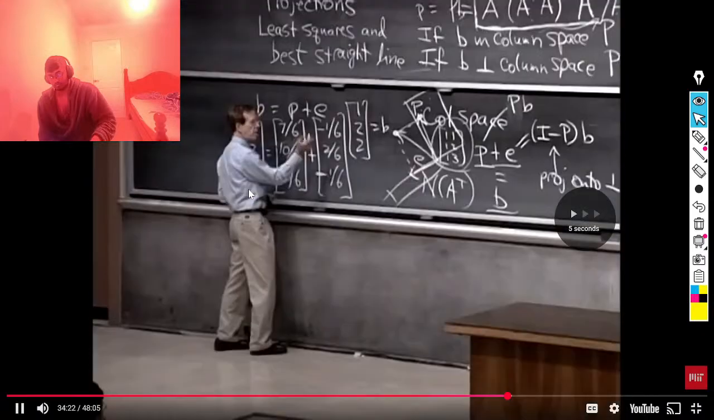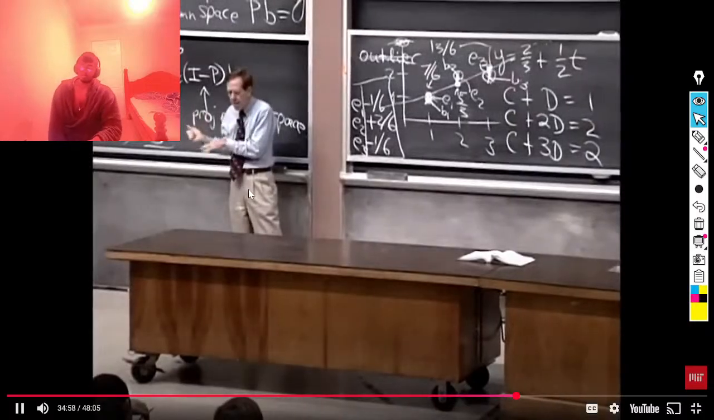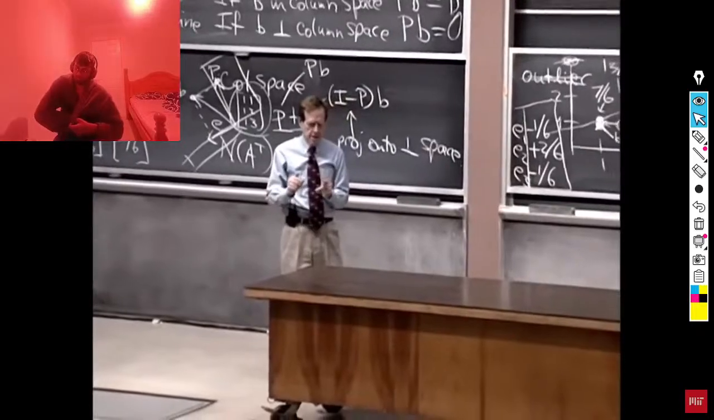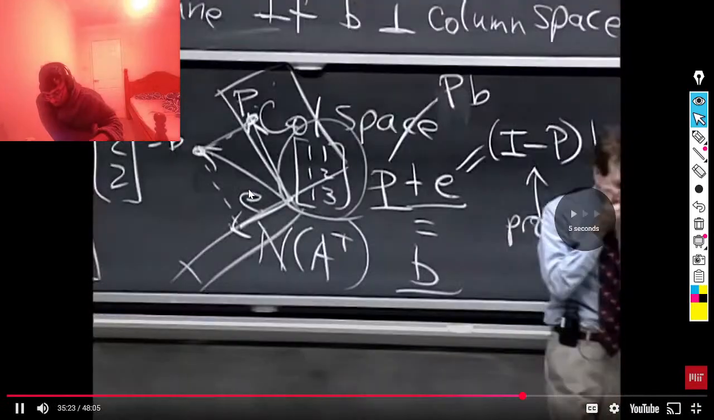If I take the dot product with 1, 2, 3, I get minus 1 plus 4 and so on, and it comes out zero. And the picture here for the best line is the same picture: just like this one's in the plane and it's showing the line. This is an example of fitting by straight lines.